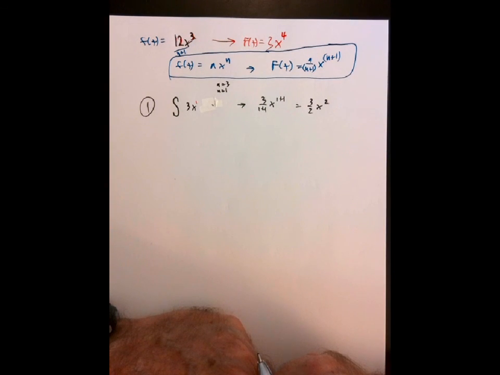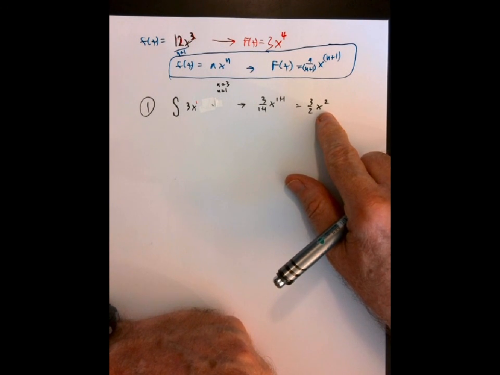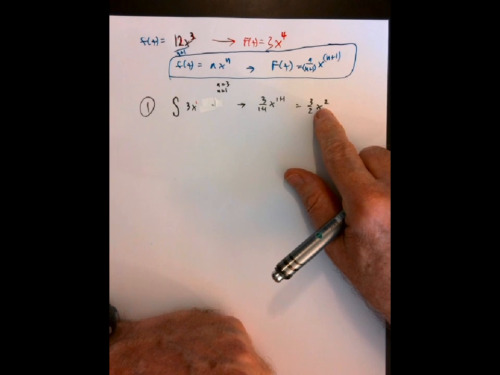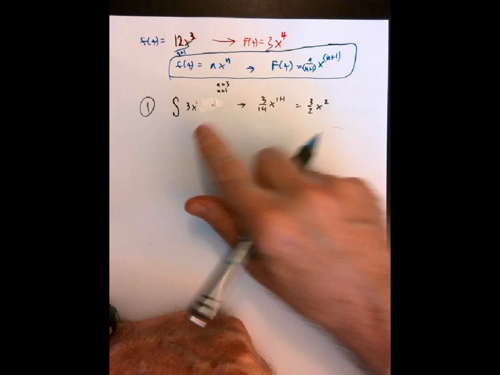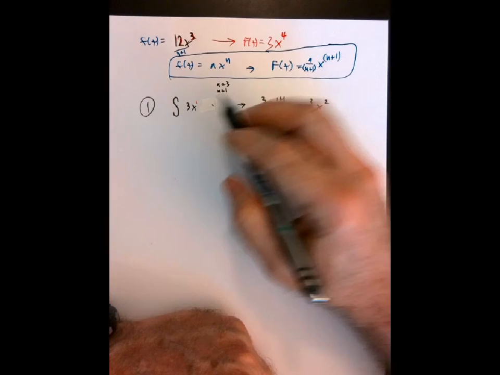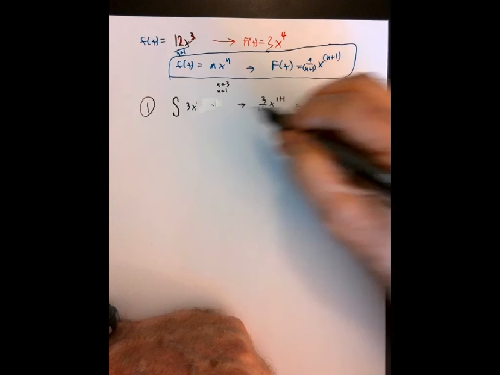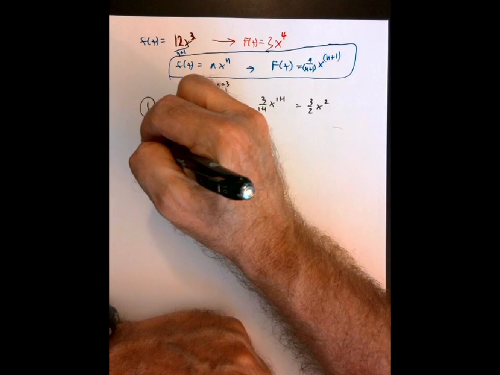Now, how can you check your work? Well, take the derivative, right? Because if it really is inverse, I should be able to start with this, use our regular derivative power rule, and get 3x back again. Well, you can see that works. 2 times 3 over 2, the 2's cancel, leaving just the 3. 2 minus 1 is 1. Yeah? Okay, good.